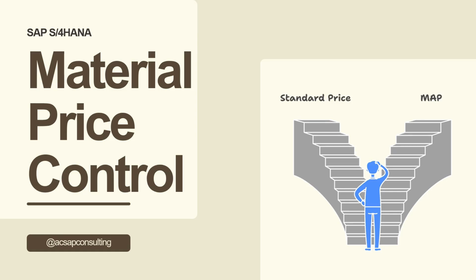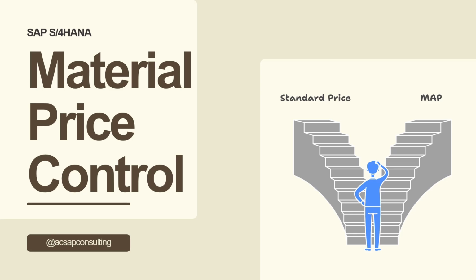The price of an inventory can be evaluated at a standard price or at a moving average price. But deciding which one to use is a critical business decision because all the goods movements result in an update of the inventory value and also therefore the financial statements. So choosing the right price control is very important in the material master.